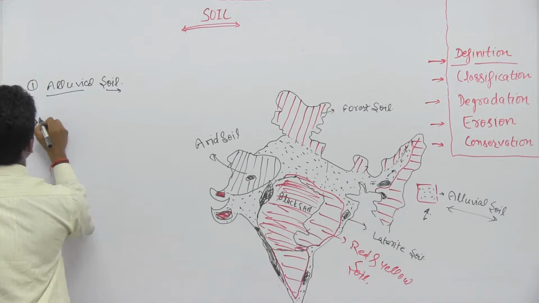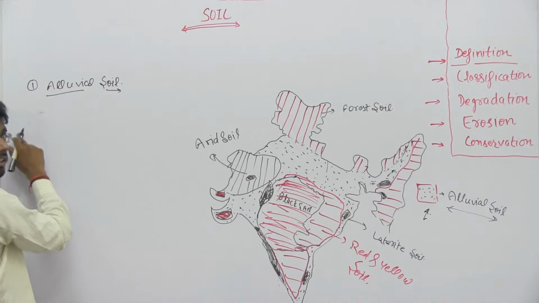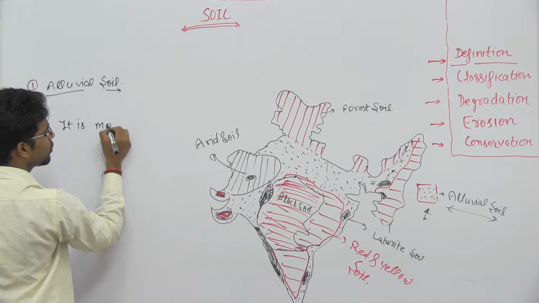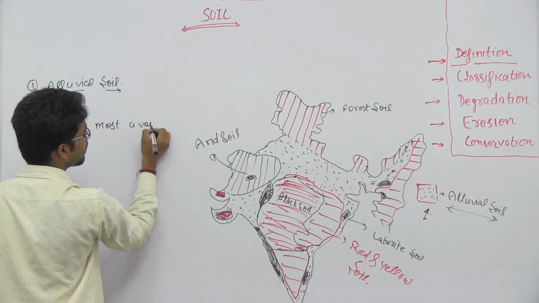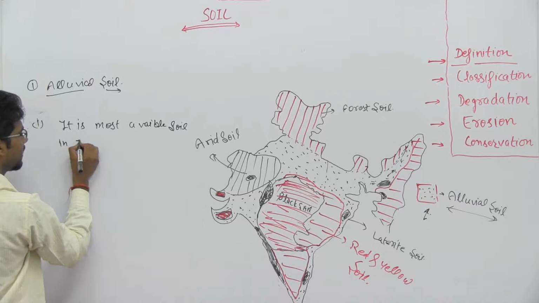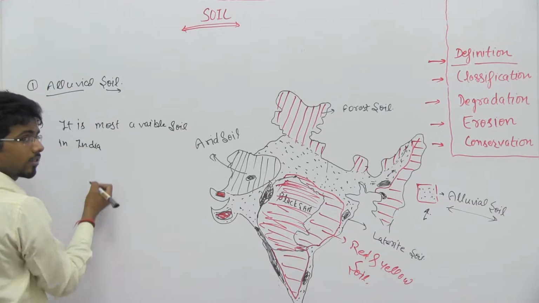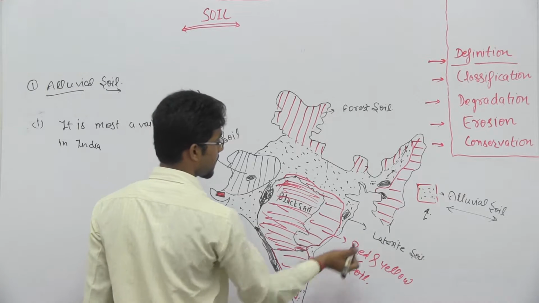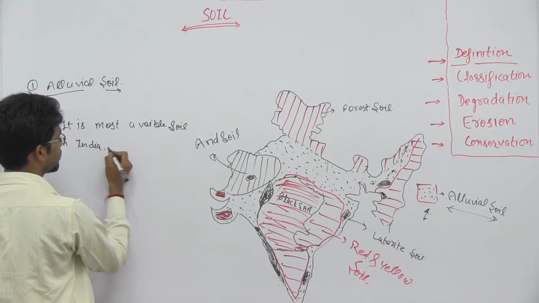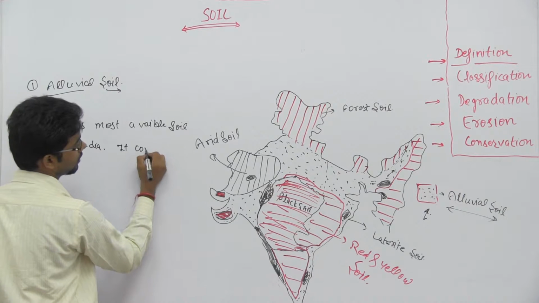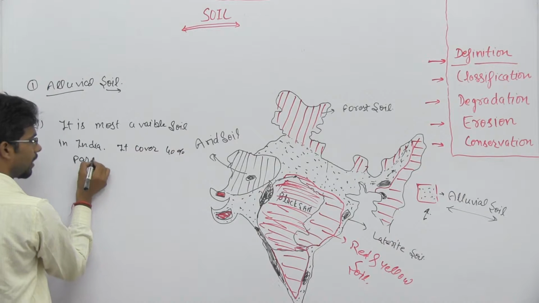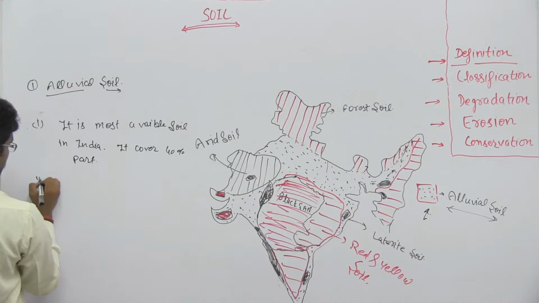So in this one, the first point we can write is, it is the most available soil in India. It covers about 40% part of land in India. So it covers 40% part.